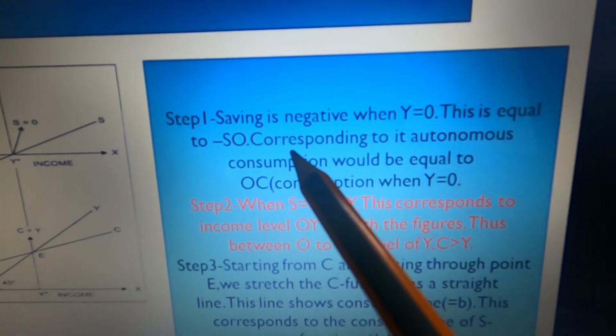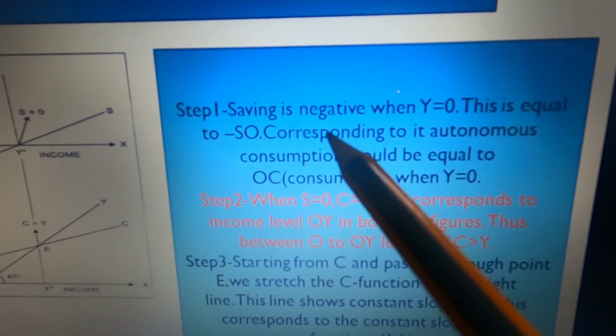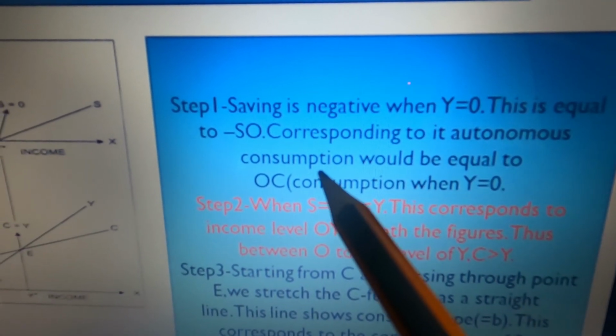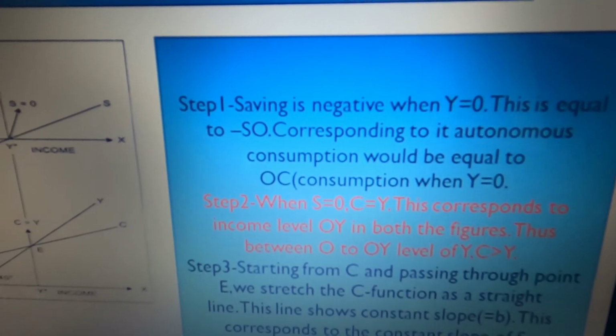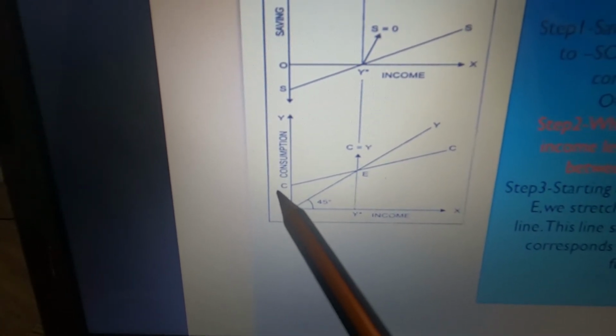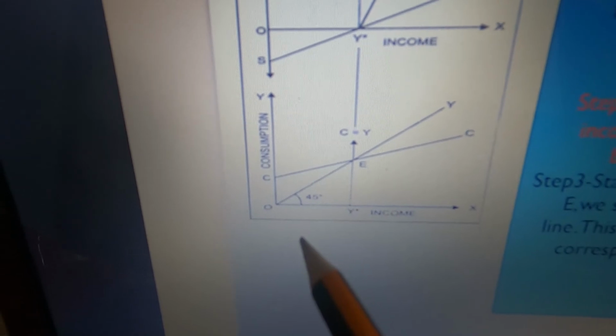During that time, what happens to consumption? In theory we have seen, right? Corresponding to it, autonomous consumption, that means C bar, would be equal to OC. OC is this one, O and C. What is this C here? This is autonomous consumption, C bar, right? So when income is 0, saving will become negative. But what happens to the consumption? Consumption is autonomous consumption. What is the meaning of autonomous consumption here? Autonomous consumption is that consumption when income is 0. As I said before, when income is 0, there is a minimum level of consumption, right?